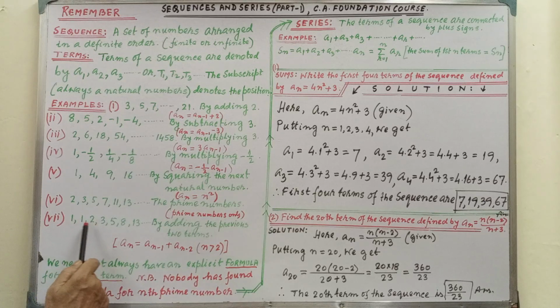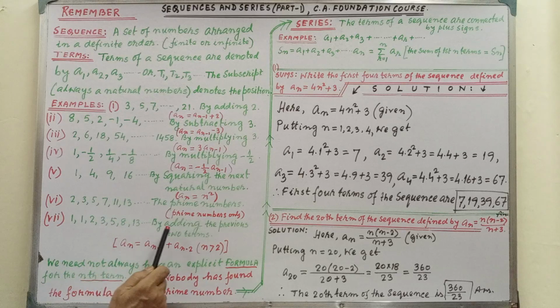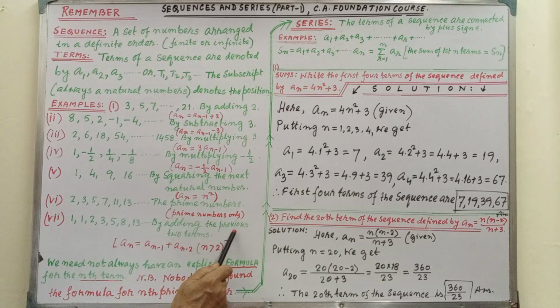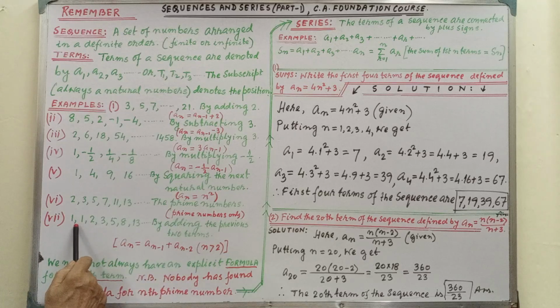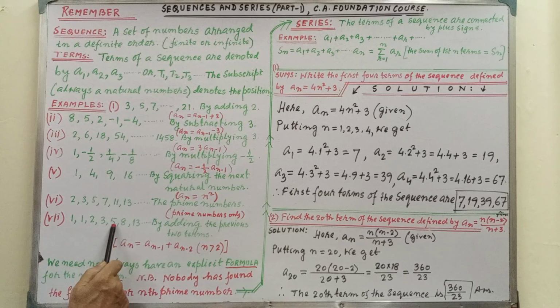Next, 1, 1, 2, 3, 5, in this way, by adding the previous two terms. That is 1 and 1 is 2, 1 and 2 is 3, 3 and 2 is 5, 5 and 3 is 8, 8 and 5 is 13. In this way, we are getting this sequence.